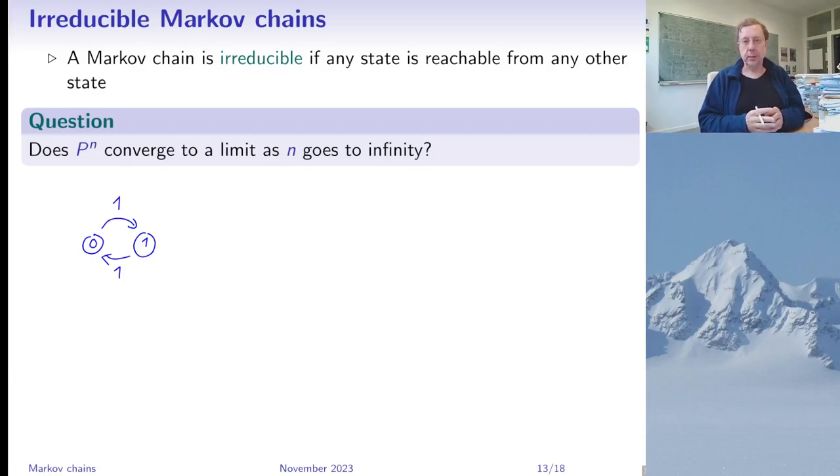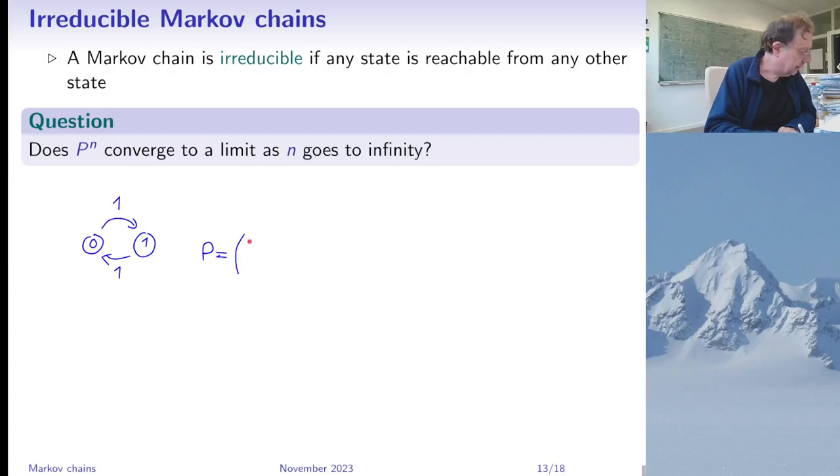and you just go from each state to the other one with probability 1. So actually, if we start in state 0, at time 1 we will be in state 1, and at time 2 in state 0, and then again 1, 0, we will just alternate between both states. And the matrix P will be given by 0, 1, 1, 0.